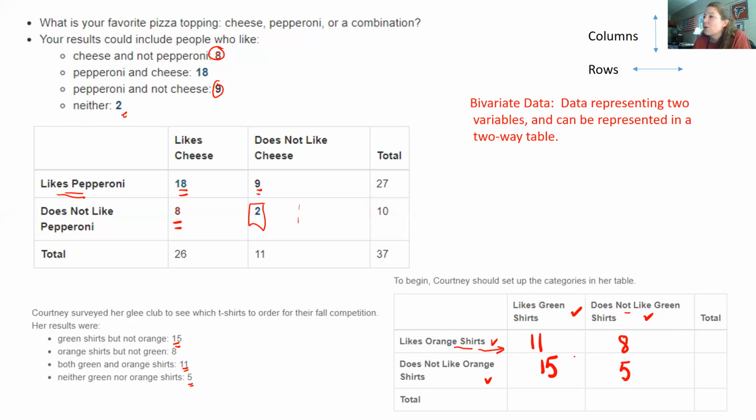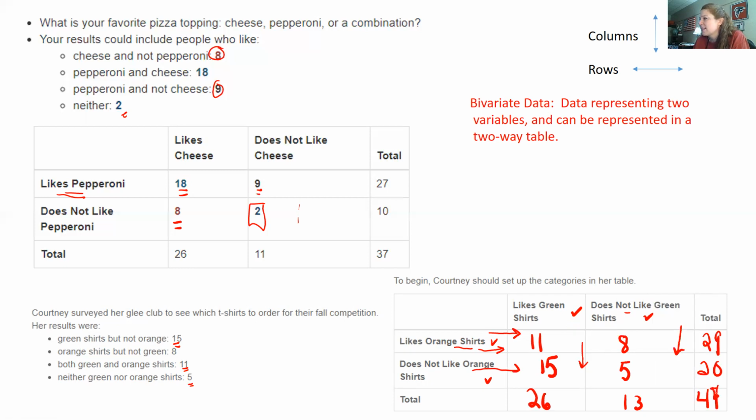So now we want to get our totals. The number of students that like green shirts is 26. Going down, the people who don't like green shirts is 13. And then we go to our orange shirts. We go on this row. People who like orange shirts is 29. People who do not like orange shirts is 20. And so both this row and column should equal the same total, which is 49.